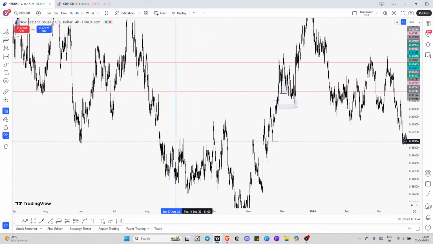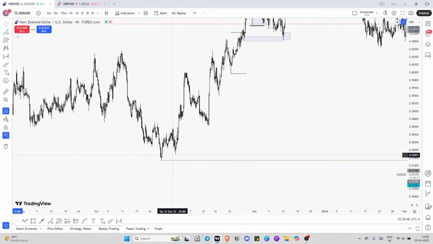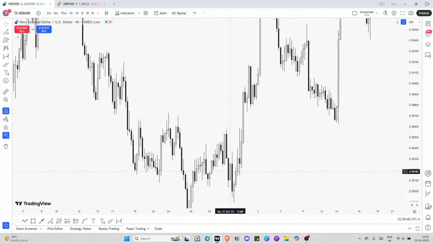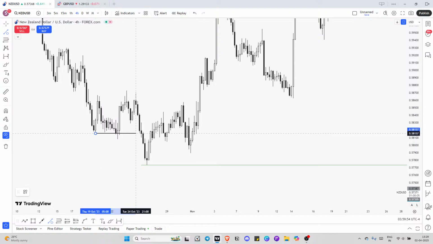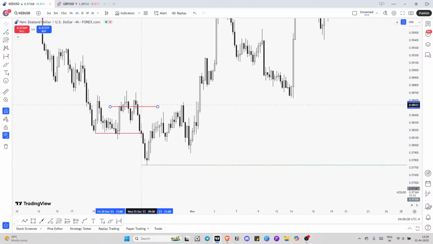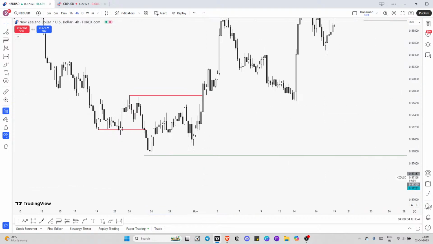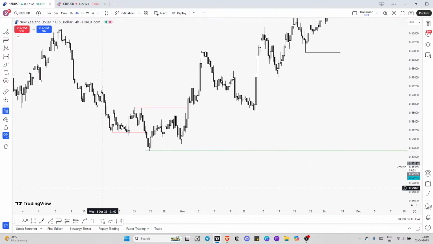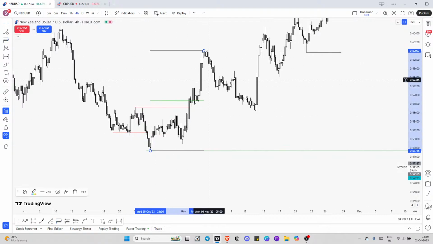Let me just show you from here. This is important per se. Let's mark out the market structure and explain it. Let's just make this red. Okay, good. First make a structure, right? So we are not dealing with premium and discount. I guess you guys know it, right?